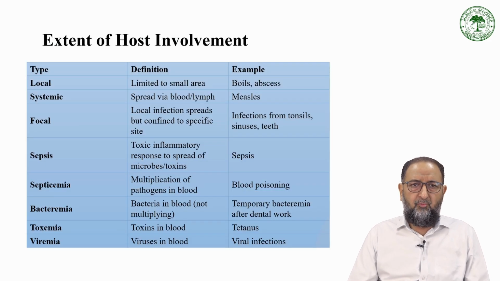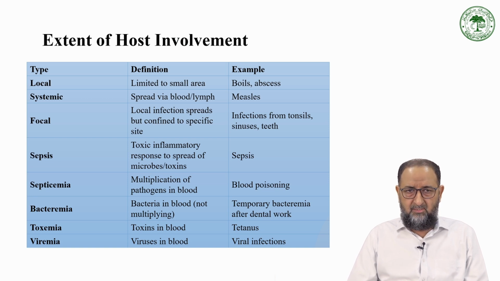Now, events of host involvement: systemic, focal, sepsis, septicemia, bacteremia, then toxemia, and then viremia. Systemic means spread via lymph or blood, like measles.